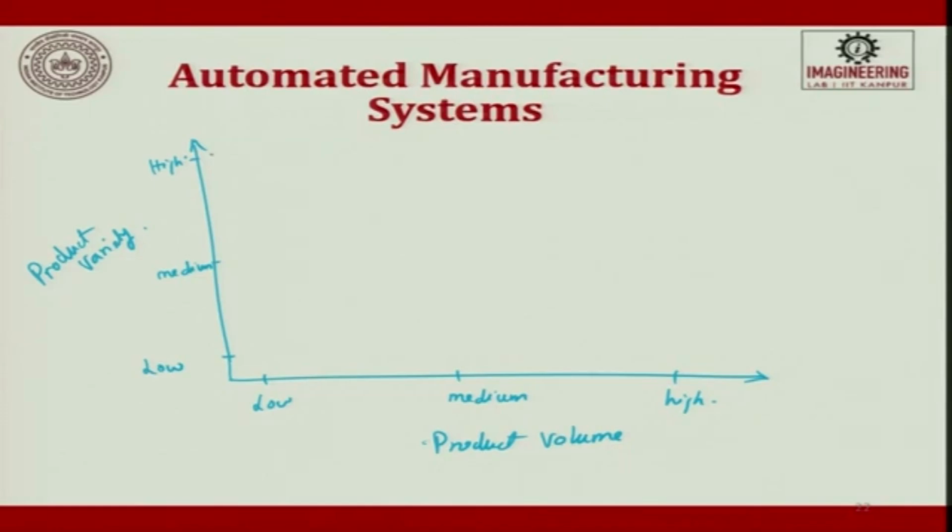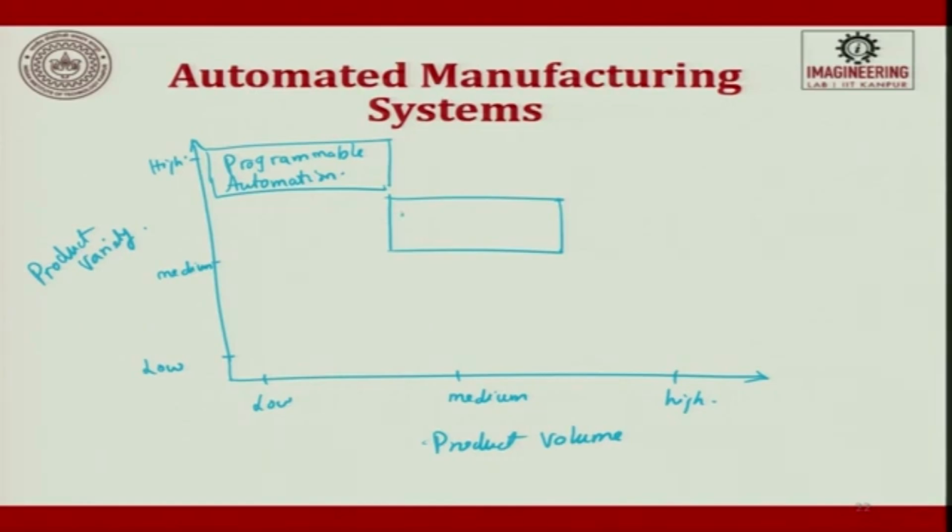We said very high product variety and very low production volume is going to be programmable automation. Then product variety medium and product volume medium is going to be flexible automation.